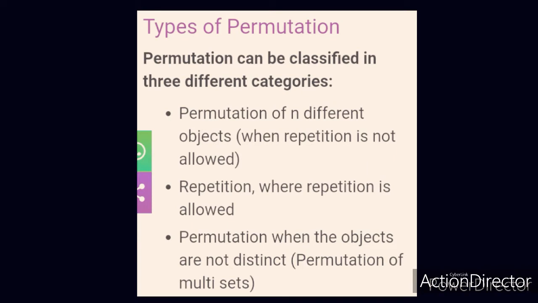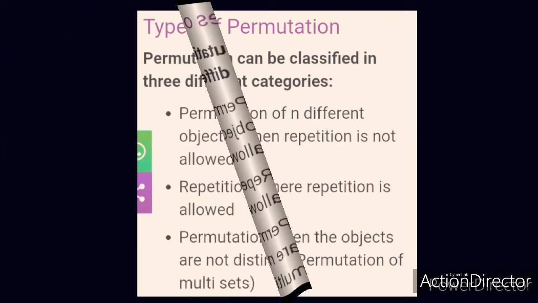There are 3 types of permutation. Firstly is the permutation of n different objects, or when repetition is not allowed. Secondly is when repetition is allowed. And lastly, permutation when the objects are not distinct, or permutation of multisets. To clearly understand these categories, I'll give you more examples.